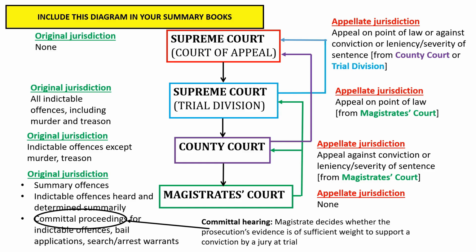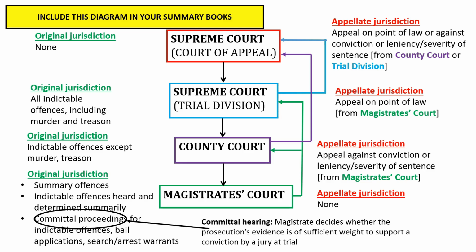The Court of Appeal hears appeals brought by a party from a decision of the county court or the trial division. There are 4 grounds on which a party can appeal a decision of the county court or the trial division to the Court of Appeal. The first ground is on a point of law.